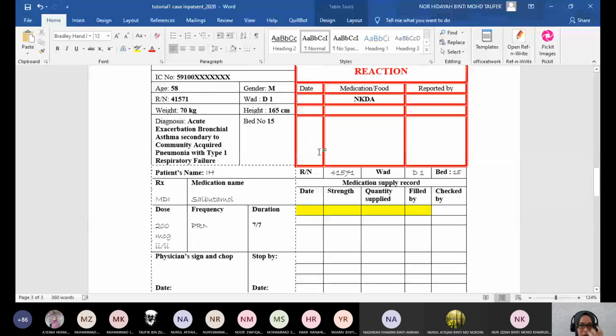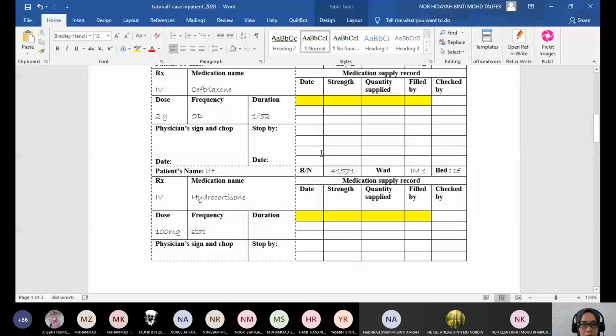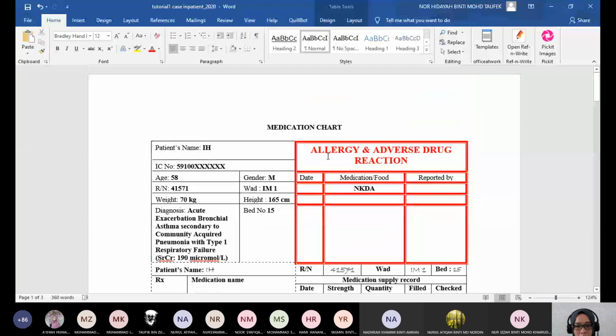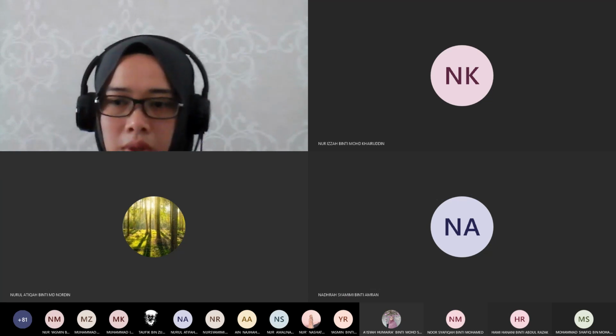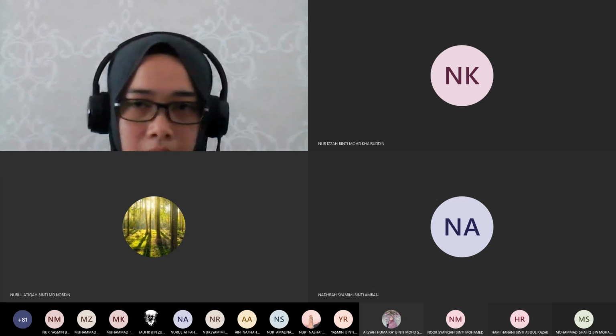The rest tu I will give the cases for inpatient workshop. Inpatient workshop will contribute to 5% of the total marks. So it's going to be a group work. So I think time is almost up. Any question?